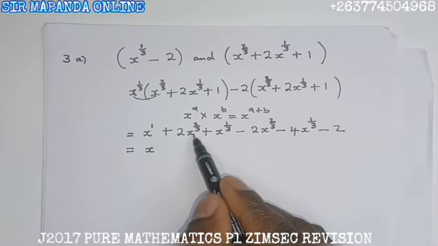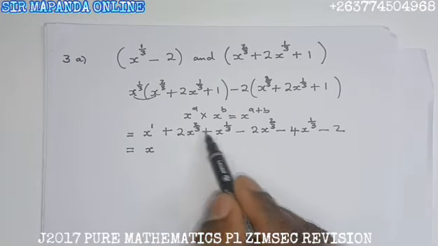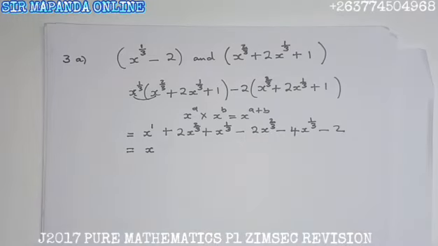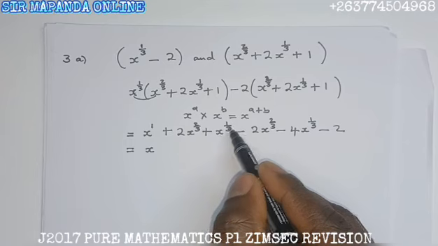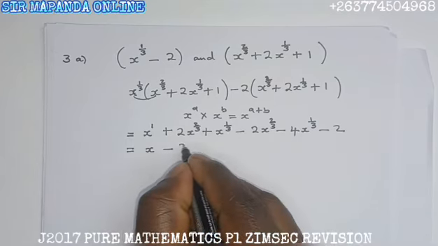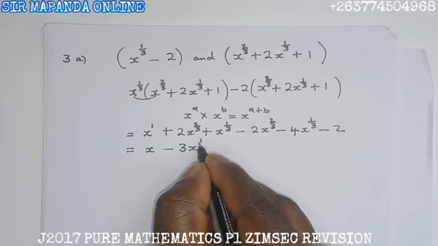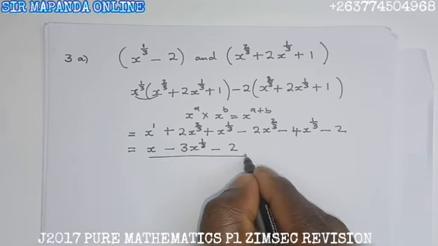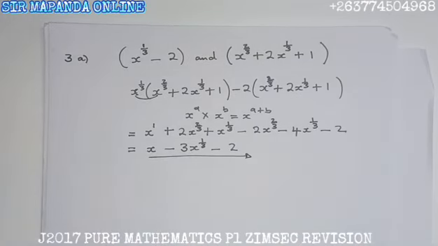But 2x to the power of 2/3 minus 2x to the power of 2/3, you get 0. Then x to the power of 1/3 minus 4x to the power of 1/3, you get minus 3x to the power of 1/3. Then you put minus 2. This is our final solution. I hope you are following.